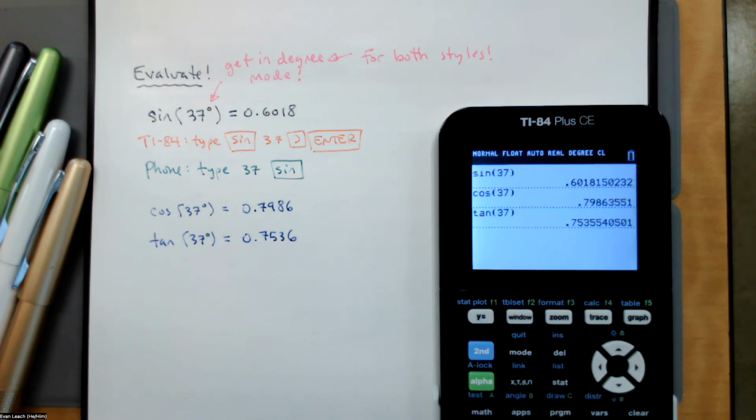Is everybody able to get for cosine of 37 degrees 0.7986? All good? And for tangent of 37, was everybody able to get 0.7536? So in this case, we could round it to 0.7536. If you just truncated to 0.7535, that's also acceptable.